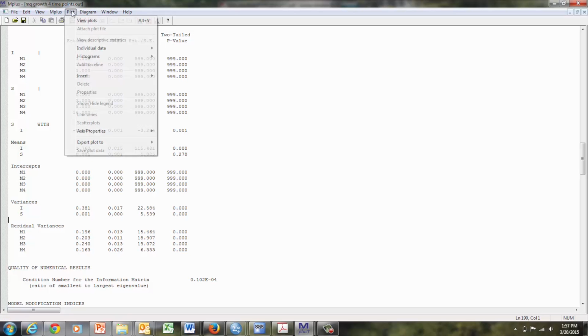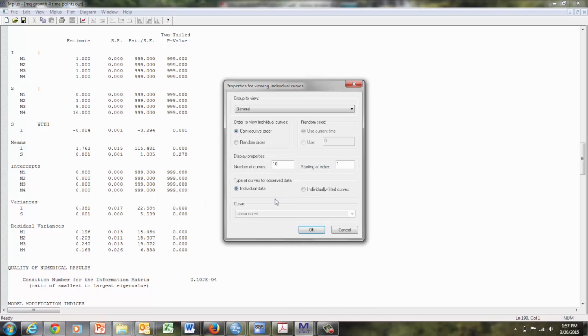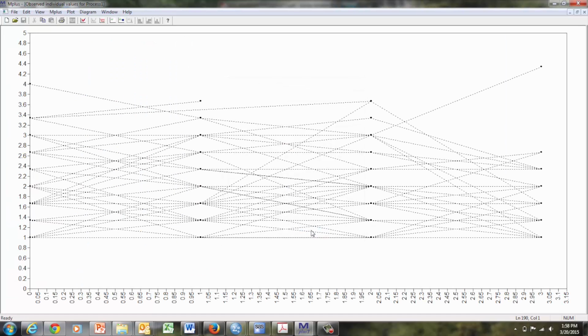Let's see if we can plot the observed individual values. It will give you a spaghetti plot, and we have to tell it how many we want, like 100, and see, maybe we see a downward trend here.